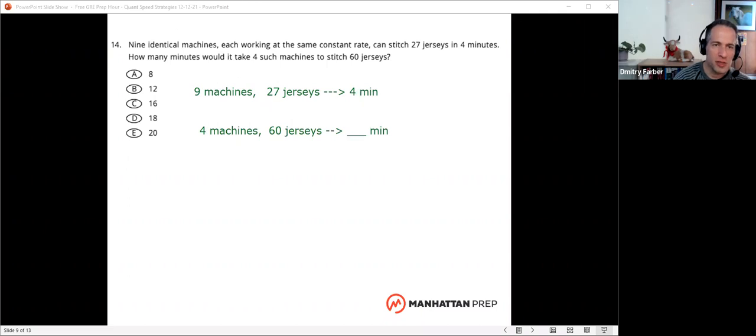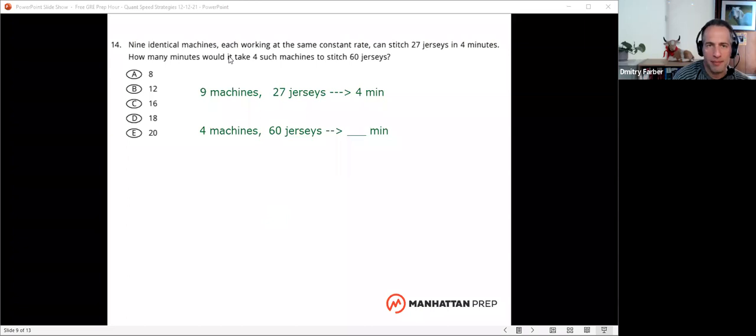So look at these adjustments that I've had to make. What effect are those going to have on the time? What effect will those things have? What if we held the machines the same and we just doubled or increased these jerseys from 27 to 60? It's about double.